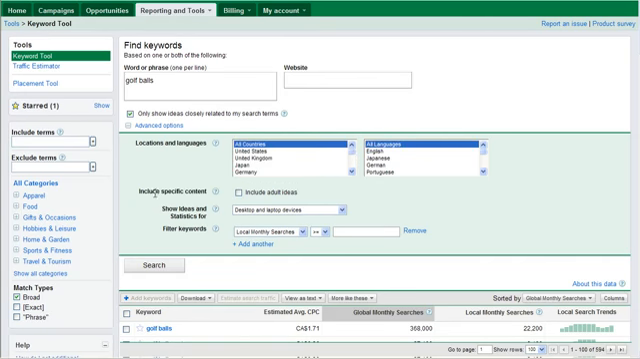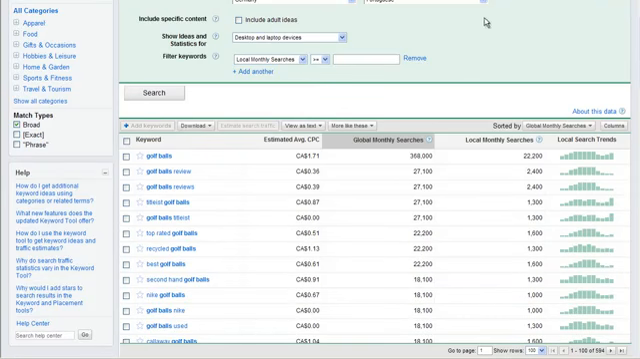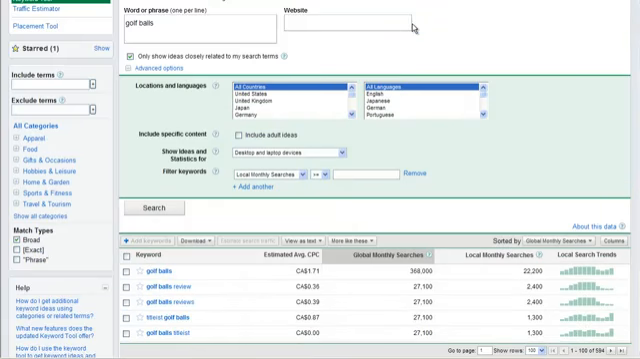Now, the next option is include specific content. I could include adult ideas. I don't want to include adult ideas because I'm doing golf, so that has no business being in this data. If I was doing adult type of content, then perhaps I would use that.